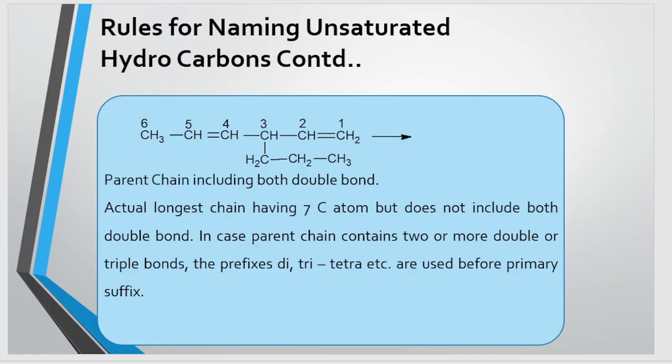Now let us see the next rule here. The parent chain must include both the double bonds. Suppose there are 2 double bonds, definitely the double bonds must be included in the parent chain. This is the parent chain. And on the third carbon, again propyl is there, but this time there are 2 double bonds, and hence again the prefixes like di, tri, tetra must be added. And it is on which carbon atom? 1 and 4. So 1 and 4.